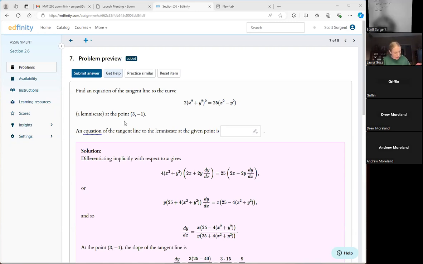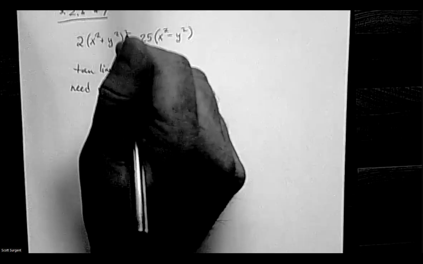At first I had the 2 over 25 on one side, and then I brought the other stuff to the other side. Is that valid? Can I do that? Let's work it out. I can't tell just by saying that. I'm going to do the derivative.